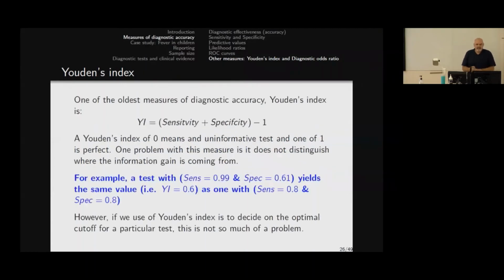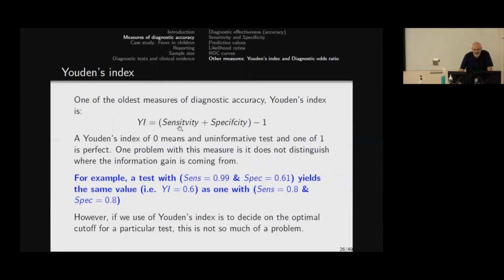Okay, so let's talk, very briefly, about Youden's index, one of the oldest measures of diagnostic accuracy. It's been around for ages. And what is it? The Youden index is the sensitivity plus the specificity minus 1.